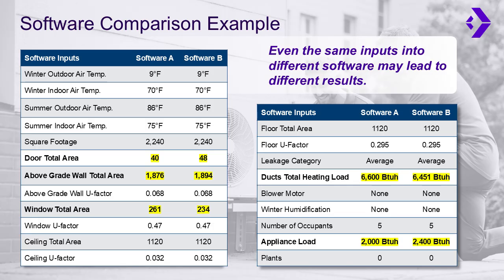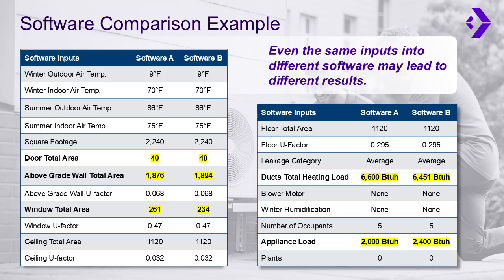Here's a scenario using a real home, putting its data into two different software platforms regularly used in the industry. Critically, both software A and software B use identical inputs for outdoor and indoor temperatures, square footage, and U factors for walls, windows, and ceilings. However, there's a slight difference in the total area for windows. These small variations can lead to differences in the final load calculation results.